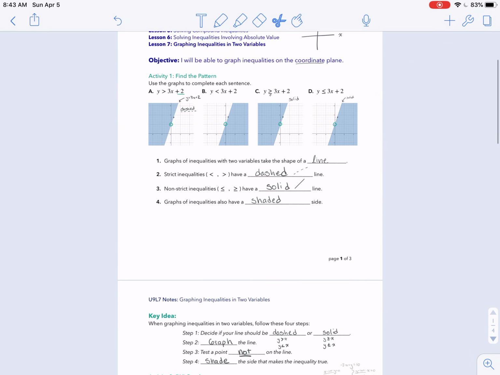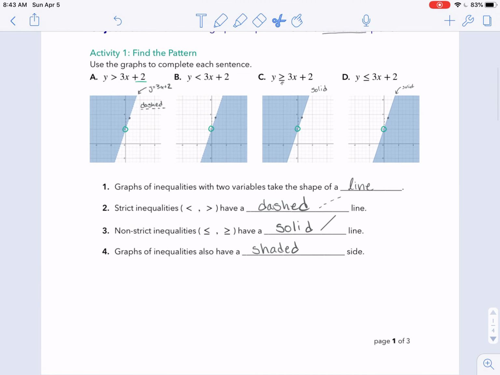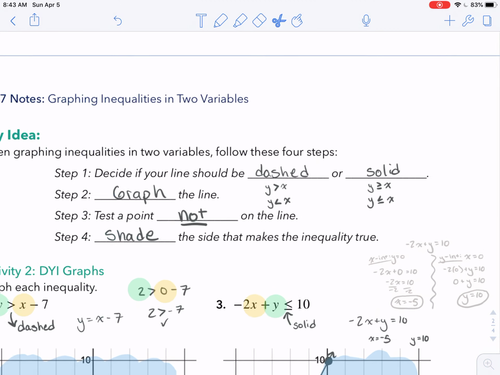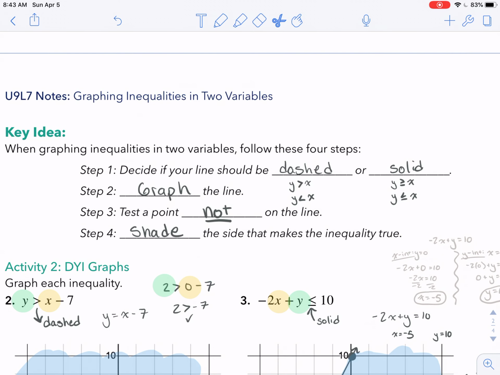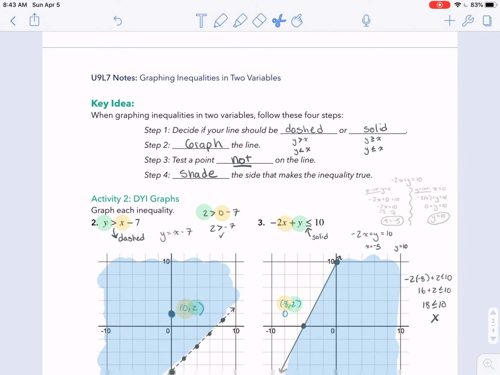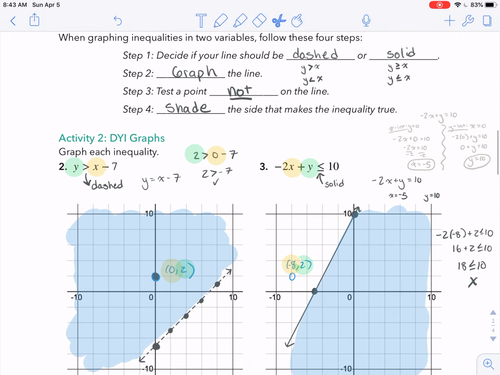Remember, our key ideas of the day is we need to check down here. We need to check if our line is dashed or solid. Then we'll graph our line, test a point not on the line, and shade the side that makes that inequality true.